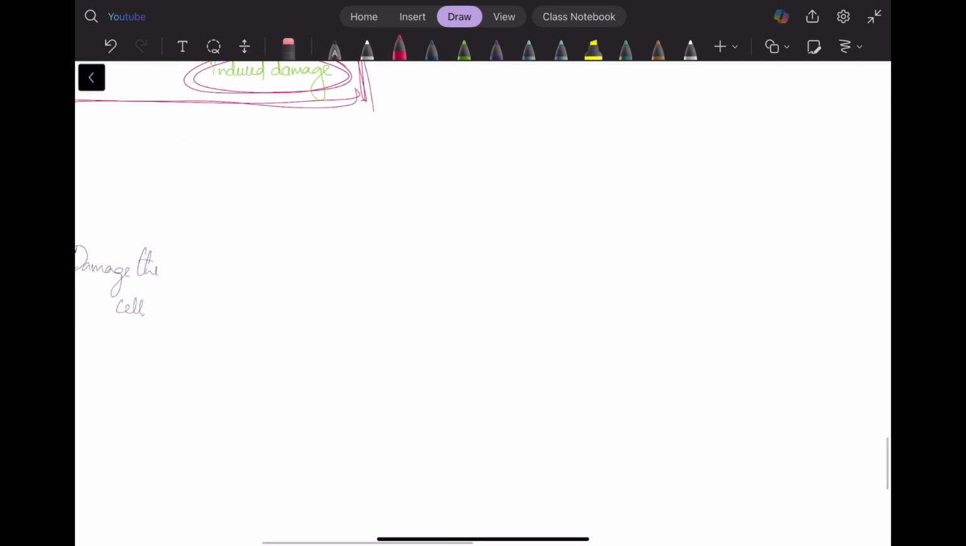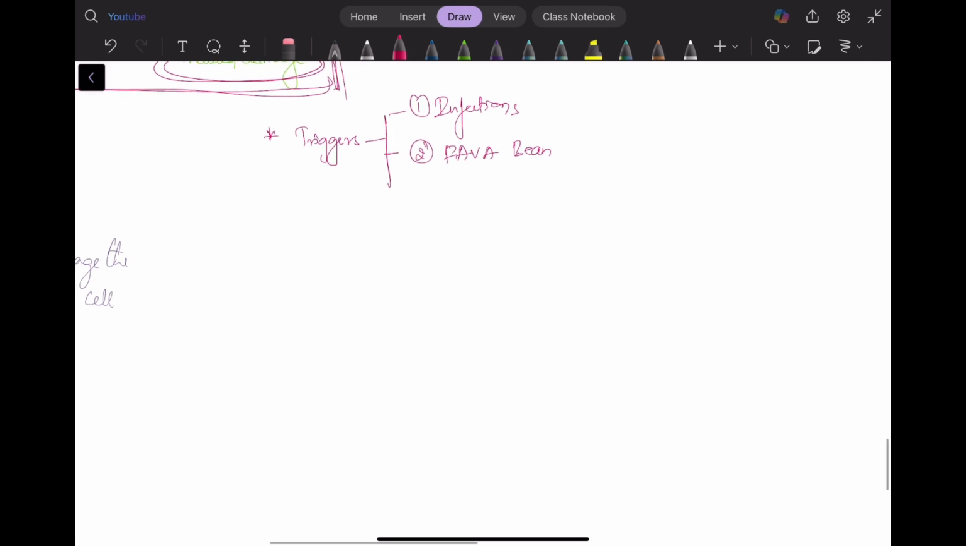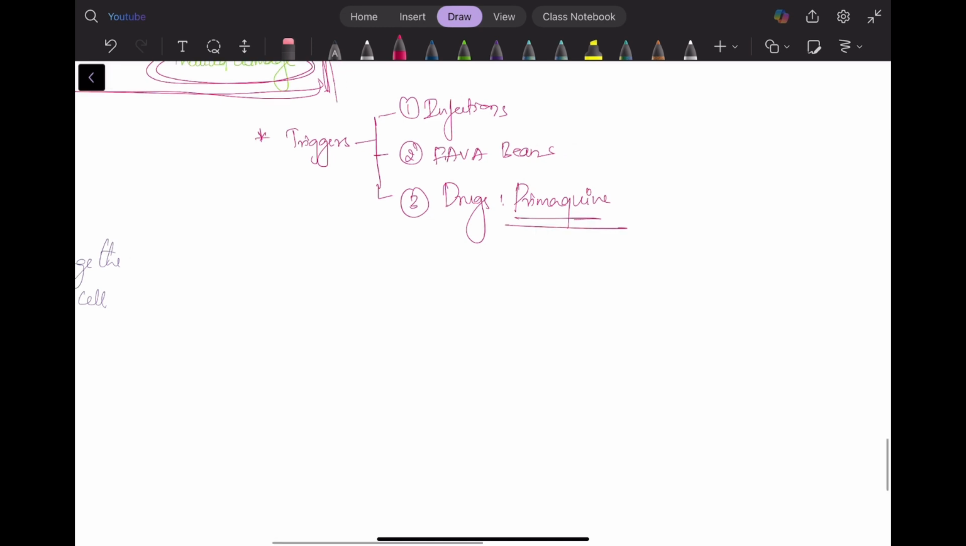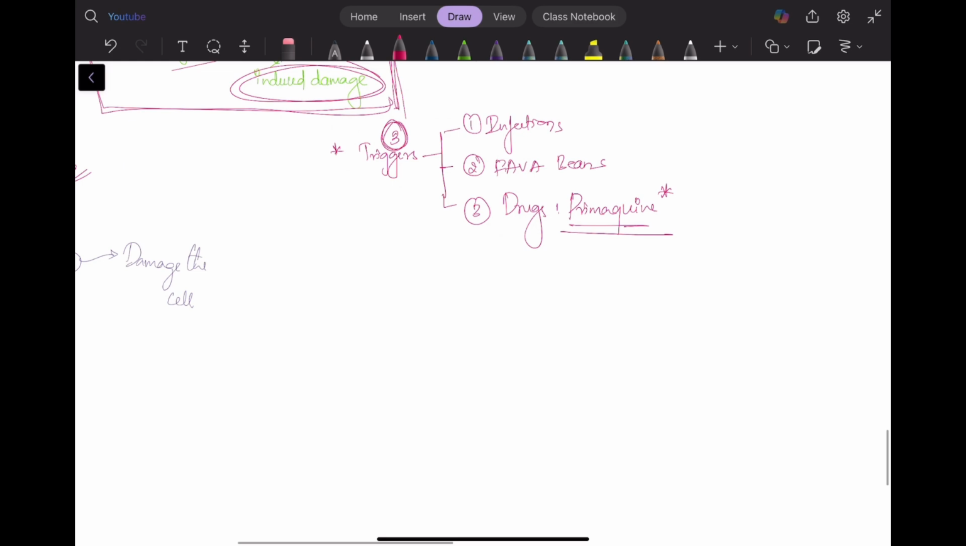So it doesn't happen simply, right? There should be some triggering point. So we will learn the triggers, which are infections, various infections, right? Then fava bean, yeah, the food. So don't eat everything everywhere, right? Then the drug, anti-malarial drug, primaquine, very important. So there are 3 triggers, right?